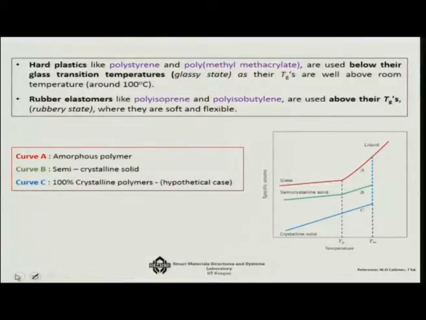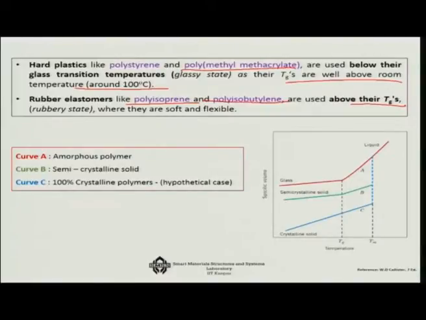Now, hard plastics like polystyrene and PMMA are generally used below their glass transition temperature. That means they are generally used in the glassy state itself, because their Tgs are well above room temperature, around 100 degrees centigrade. On the other hand, those which we normally use as elastomers like rubbers, polyisoprene, polyisobutylene, etc., are used above their Tgs in the rubbery stage. That is why they are quite soft and flexible. That means if you really cool them, you will get them in their glassy stage.